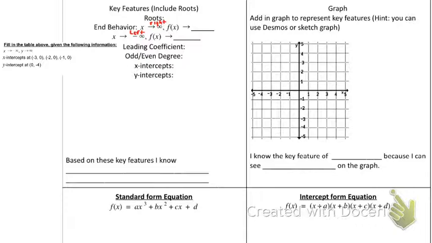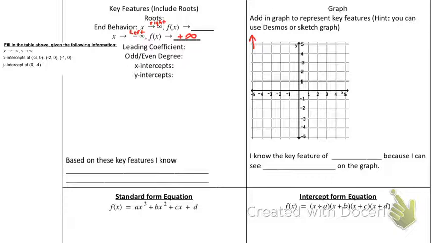Well, if you notice, they actually give it to us. So our left side of the graph is positive infinity. Okay, so it means our left side of the graph is actually going up. So I'm going to make a little note of that in our graph. So now we're starting to fill in the next box.